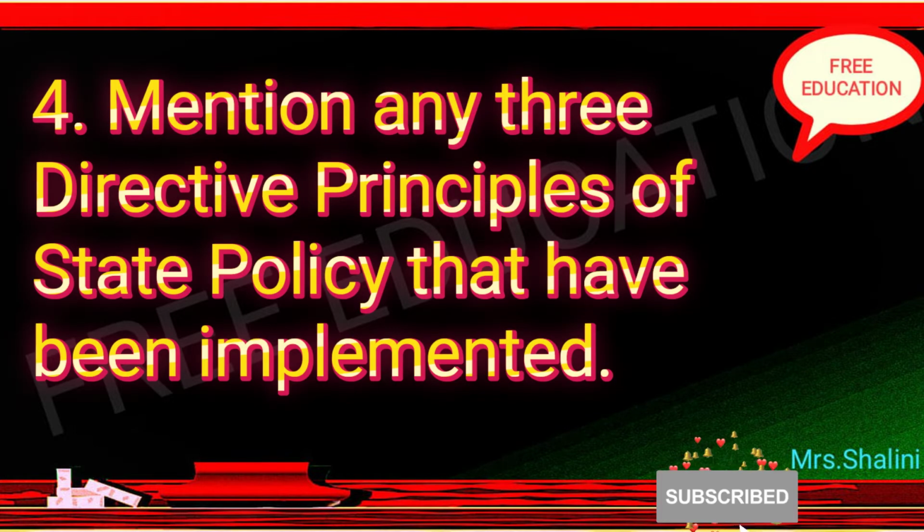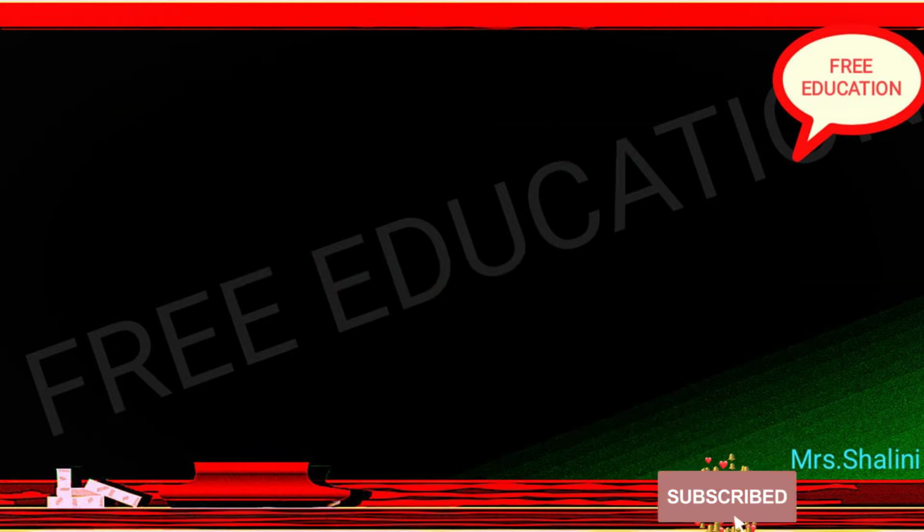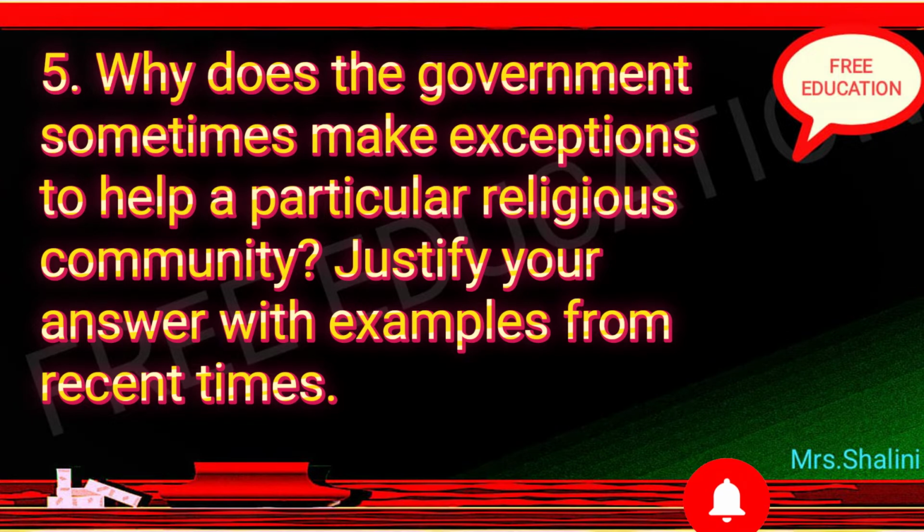4. Mention any 3 directive principles of state policy that have been implemented. Answer 4. I. Economic principles. II. Social principles. III. Gandhian principles. 5. Why does the government sometimes make exceptions to help a particular religious community? Justify your answer with examples from recent times.